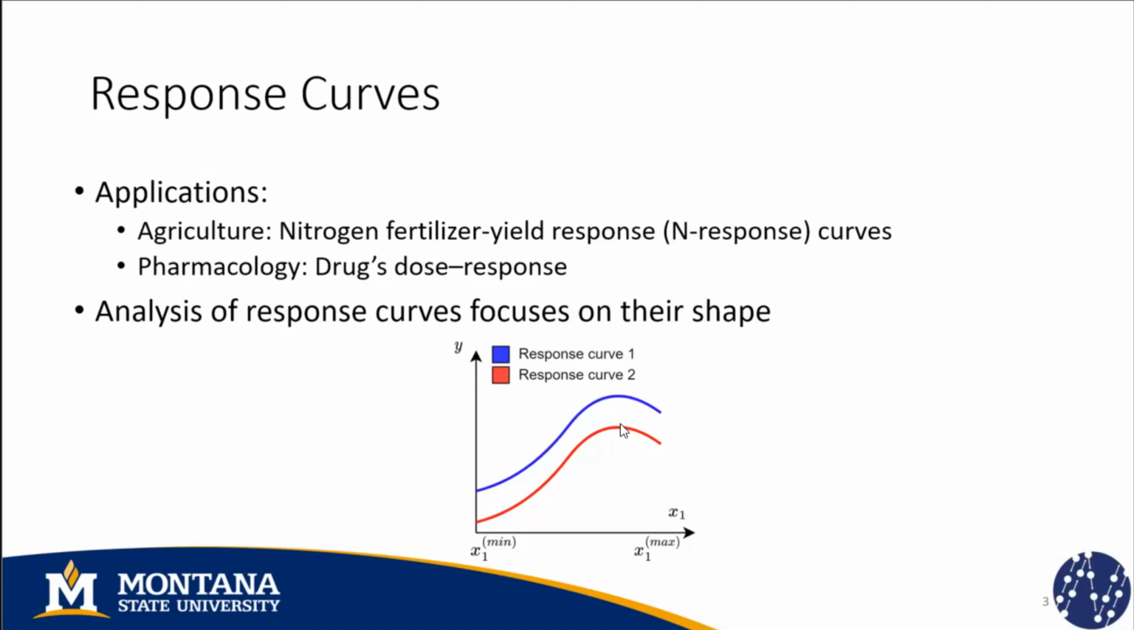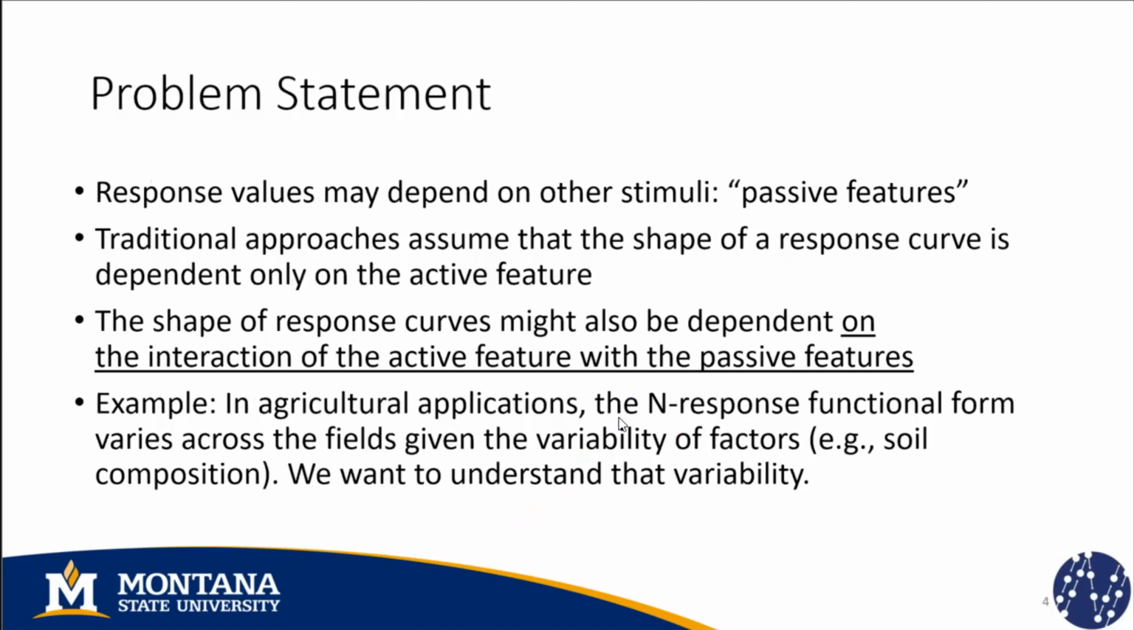For our problem statement, we observe that in addition to the active feature, the response values may depend on other stimuli that we are going to call passive features. The problem is that traditional approaches used for the analysis of response curves assume that the shape of a response curve is dependent only on the active feature. Now, that requires the strong assumption that the explanatory features are mutually independent, which is not always the case.